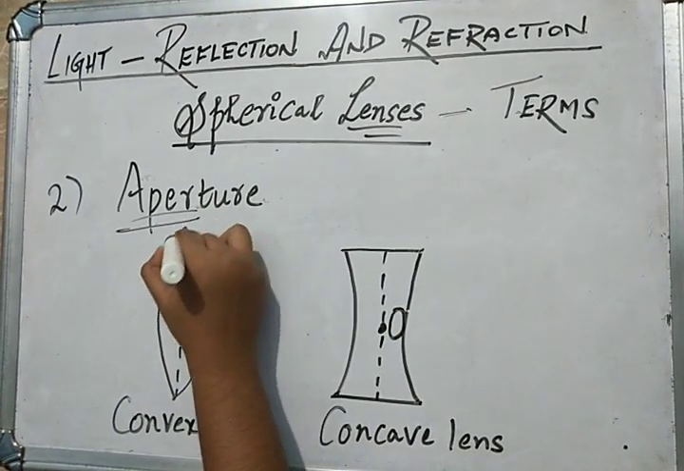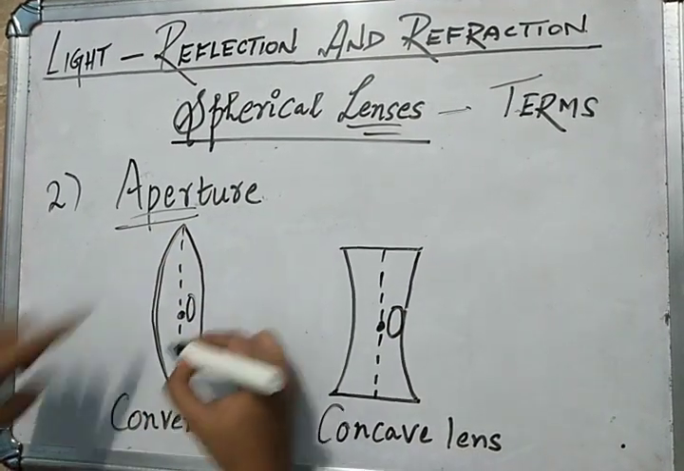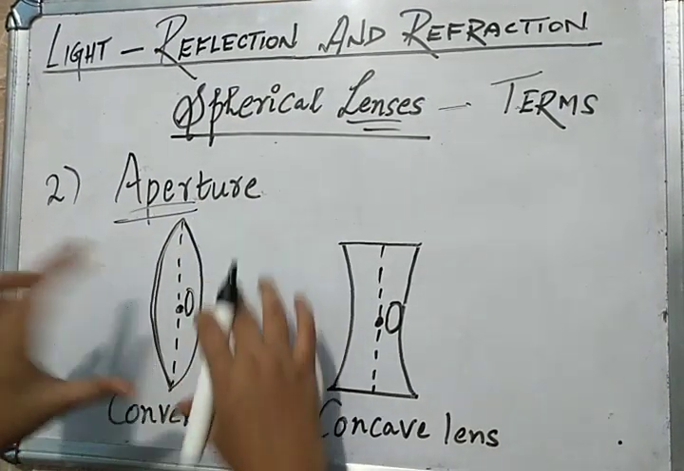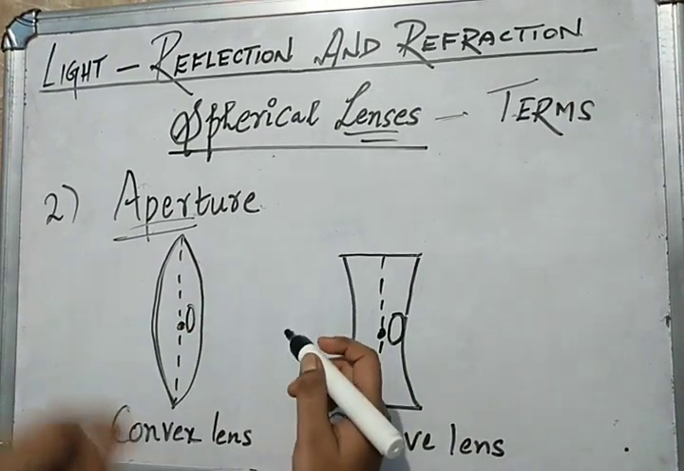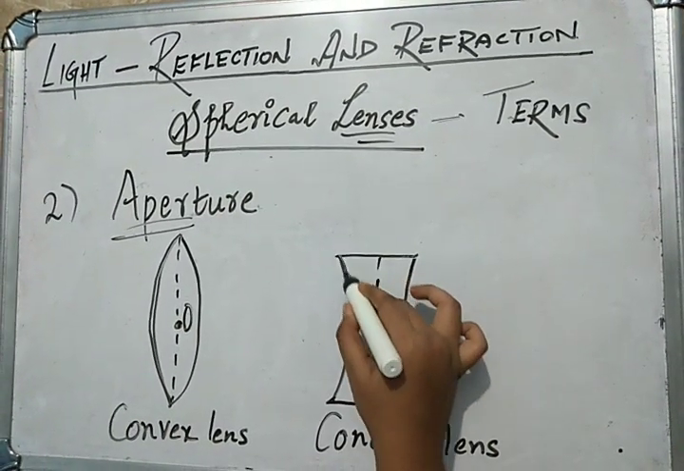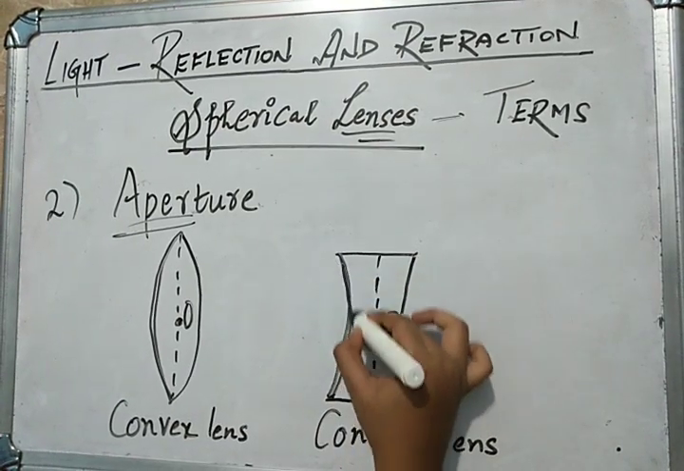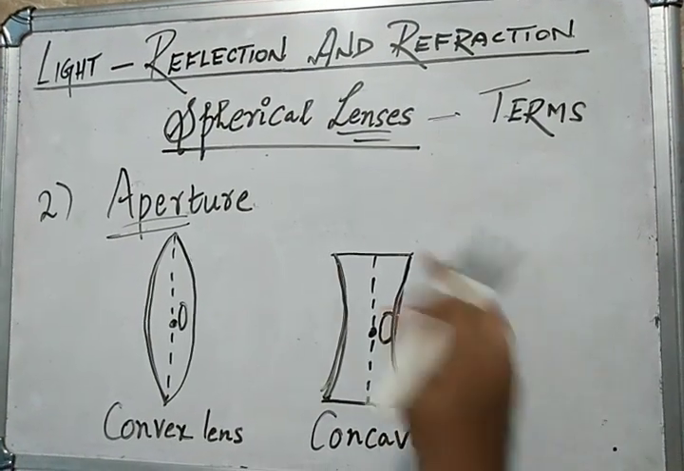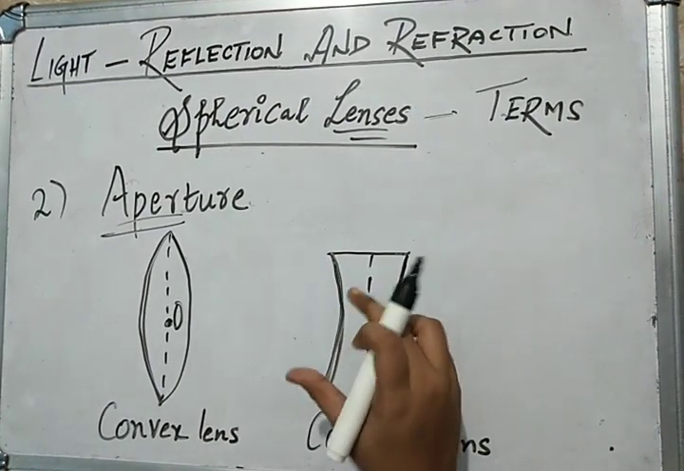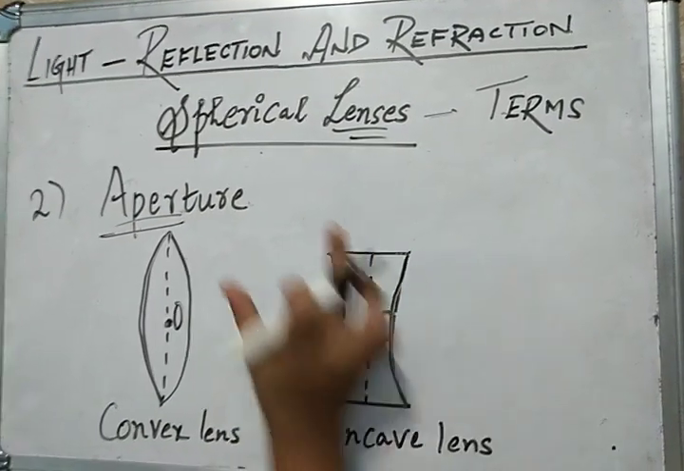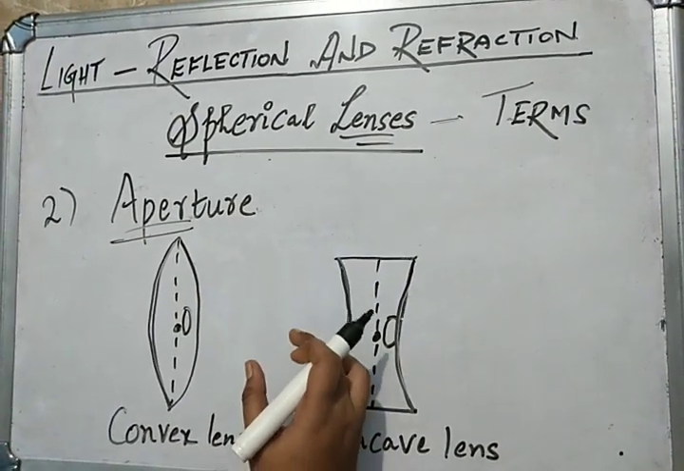That means this circular outline of the spherical part, through these areas refraction takes place, right? So this is known as aperture. Again over here in the concave lens, this circular outline, through these areas only the refraction of light takes place. The effective diameter of the circular outline is known as your aperture.